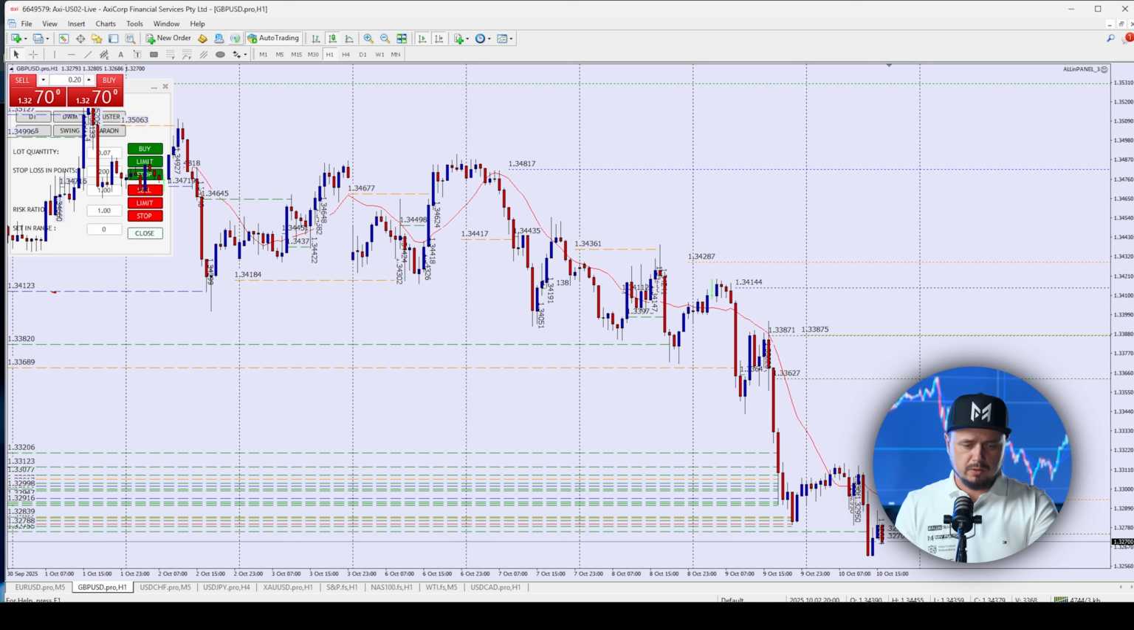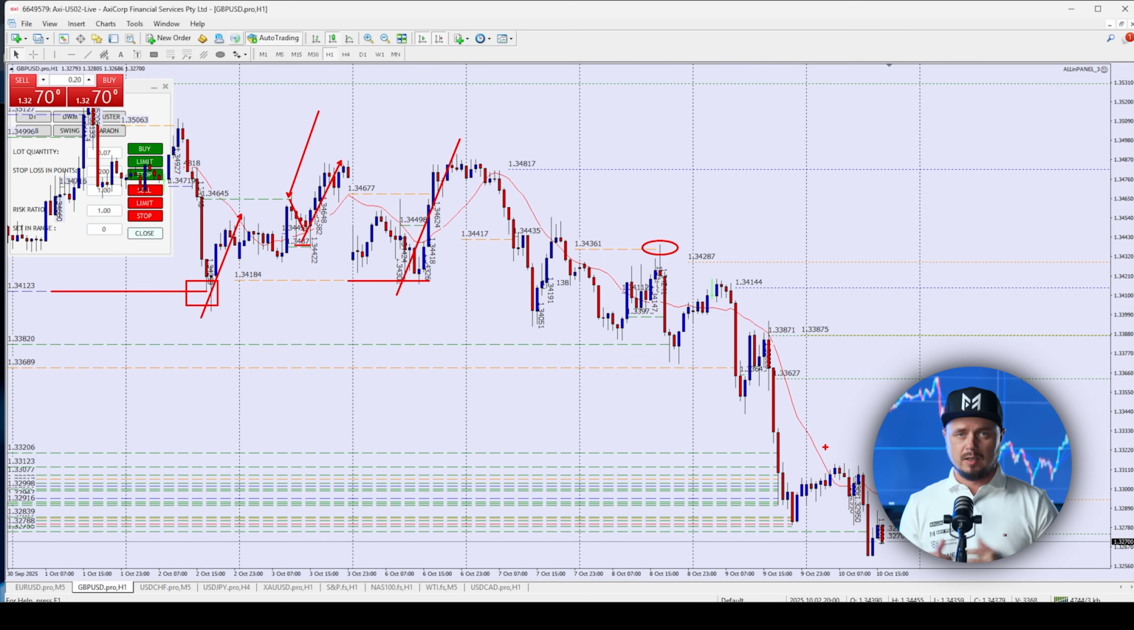Look at the reactions. We have a volume level, very nice reaction on the volume level. Another volume level, very nice reaction. Volume level, reaction. Volume level, reaction. Not every time, but most of the time, if you add some other things like point of control or another indicator, it helps to make the right decision.